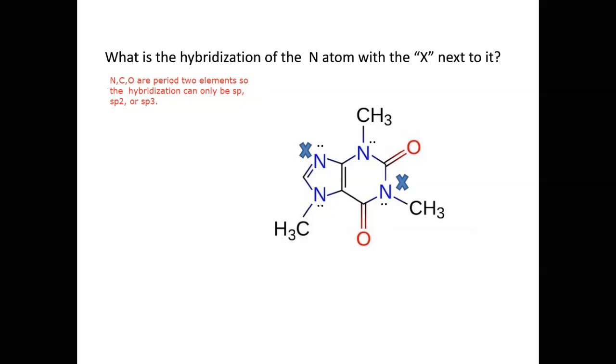So let's look at this first nitrogen here with the X. Let's count the number of electron pairs. So this is a double bond, counts as 1. So this is 1, 2, 3. So we have 3 electron pairs. So that means it's sp2 hybridized. So if we do our shortcut, we say this is sp2.